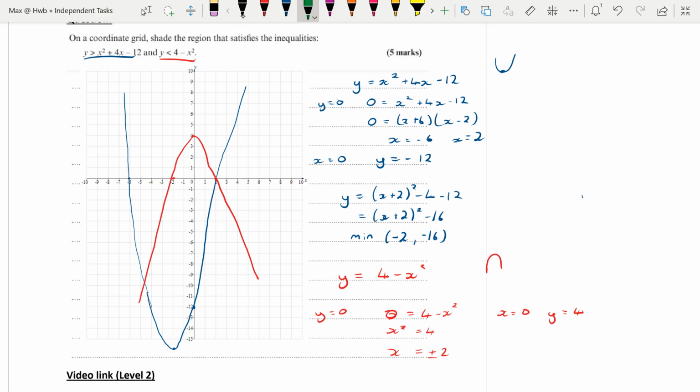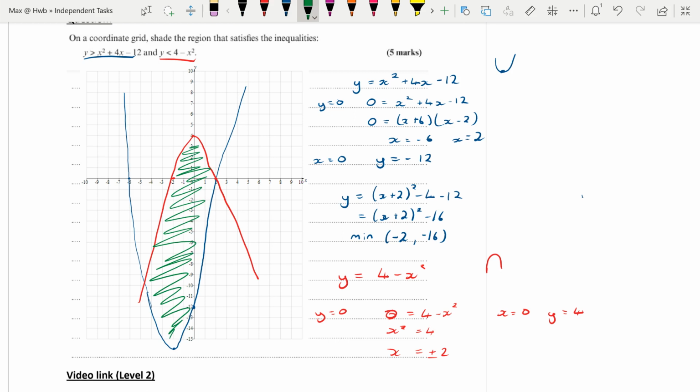Now, it did ask me to shade a region. Once I've got my curves drawn, I'm going to look at the regions. If I look at the blue one, I want it greater than this curve, which means I want it above, so the inside of the U, in other words. For the red one, I want it less than it, so I want it underneath this curve. So I want it above the blue one but under the red one. It happens to be this lovely middle region by here.